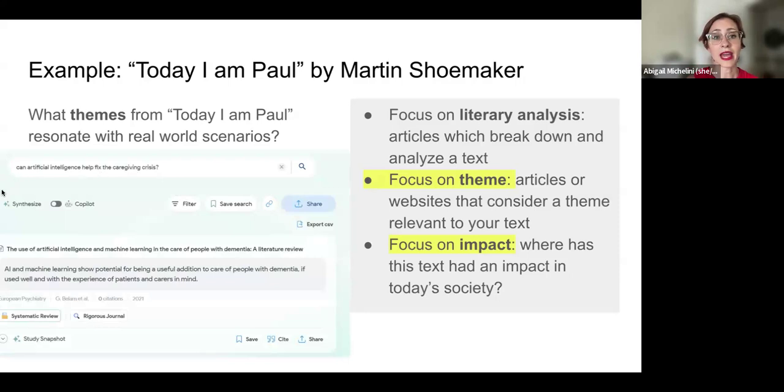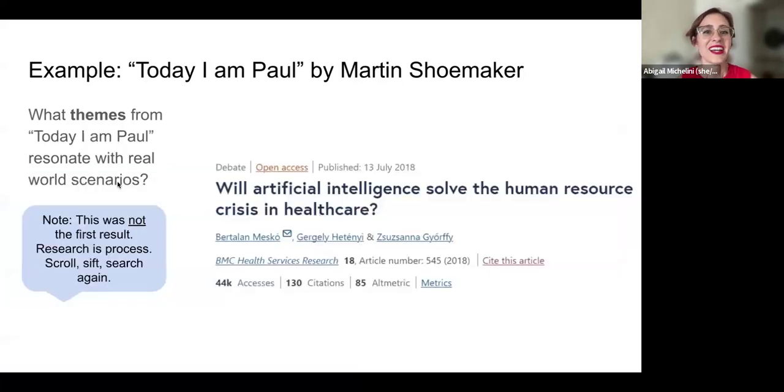I actually ended up editing my question a little bit, which is a smart thing to do when you're researching. You can start with whatever your question is and then tweak it a little bit. Research is not like a one and done kind of thing. You typically have to search multiple times to get what you're looking for. So I ended up asking this question, can artificial intelligence help fix the caregiving crisis? So there's actually a caregiving crisis where there's not enough healthcare workers. Are robots going to be taking care of us? Are androids going to be taking care of us, just like in this story in the future? Who knows, right?